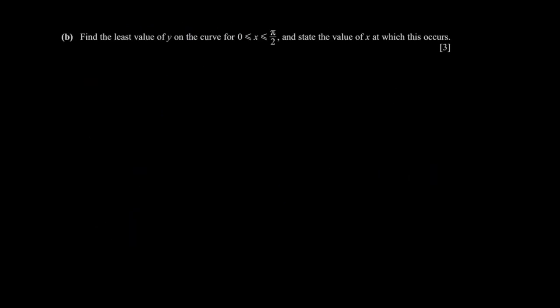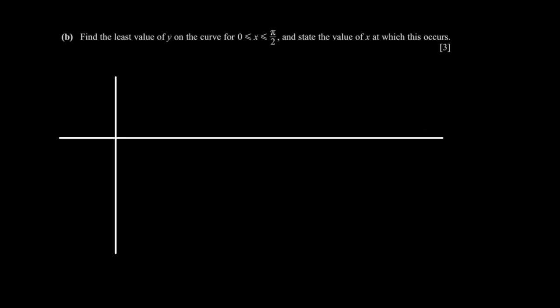Well, we can then use that knowledge to answer part B of this. So we want to find the least value of y on the curve between x is 0 and pi by 2 and state the value of x at which this occurs. Okay, well, there are a couple of different ways we could do this, but why don't we just sketch the graph as well, just so that you can see what I'm doing. So I'll draw an axis like that. So this would be like 1, 2, 3, 4, 5, 6, 7, and 1, 2, 3, 4, something like that.